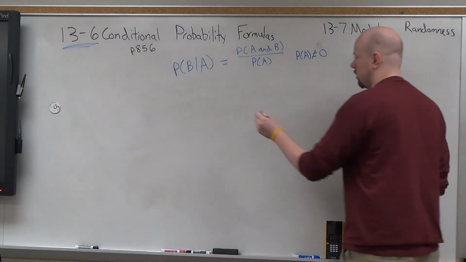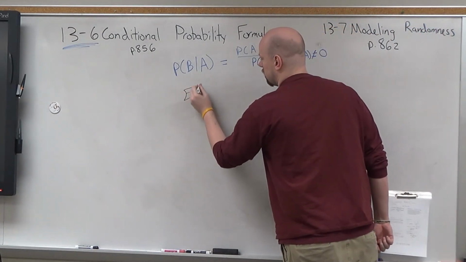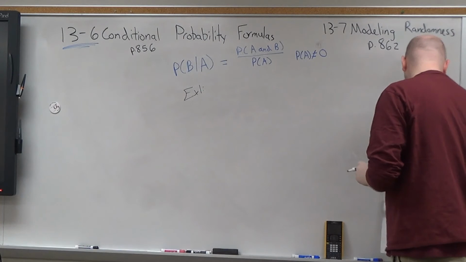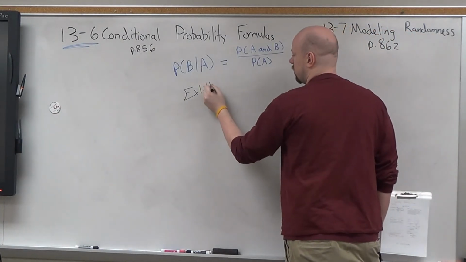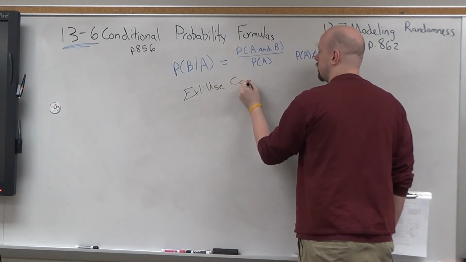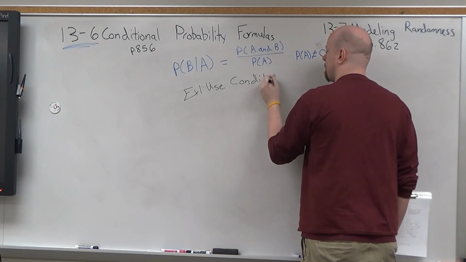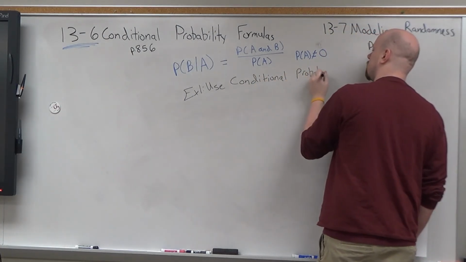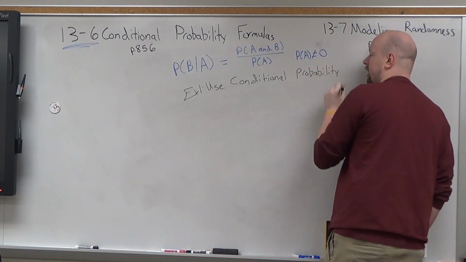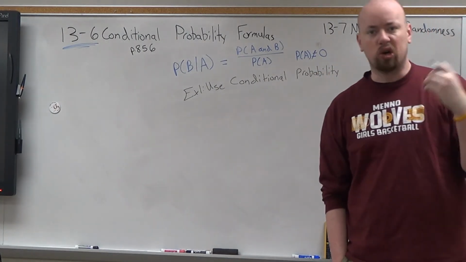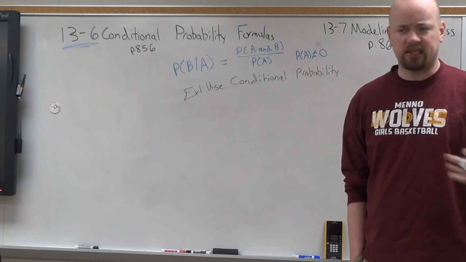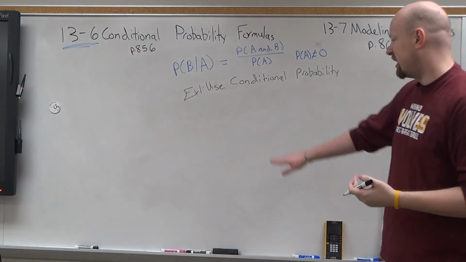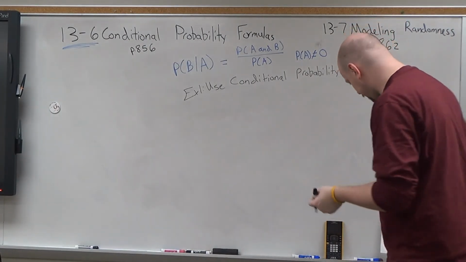Example 1. We're going to use conditional probability. Now again, I encourage you to get out your book because again, these are wordy things that I'm going to abbreviate because you guys don't want to sit here and watch me write down the whole problem for 3 minutes.